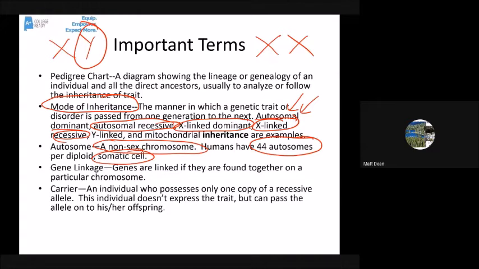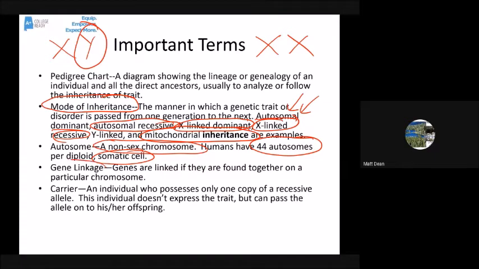The final one we'll talk about today is mitochondrial inheritance. Remember that the mitochondria have a very small bacteria-like chromosome. This chromosome seems to be almost always inherited from the mother. And because of that, it can affect children in a certain pattern.